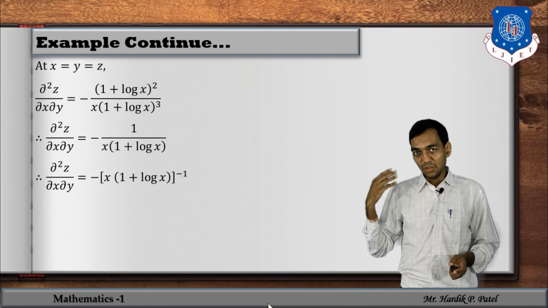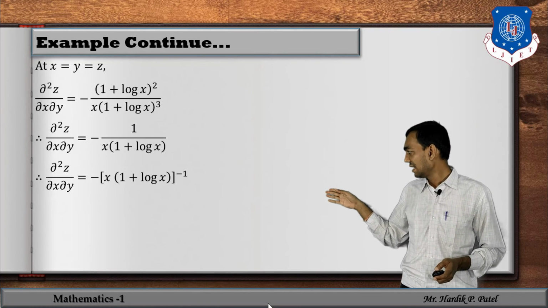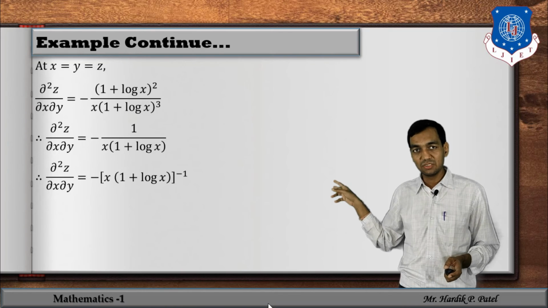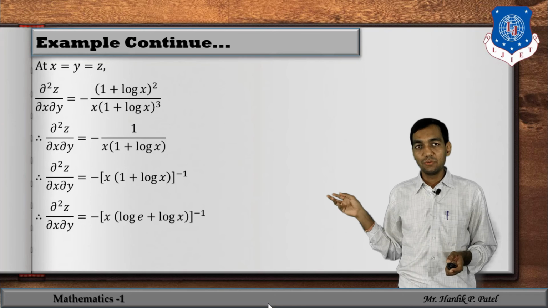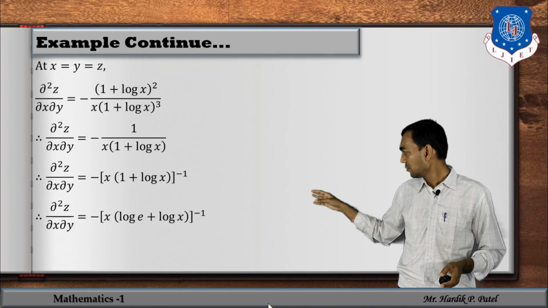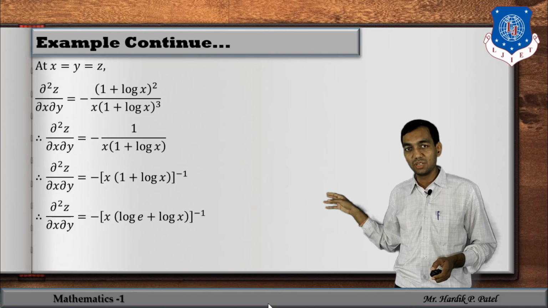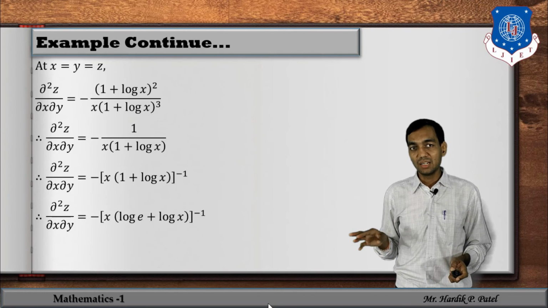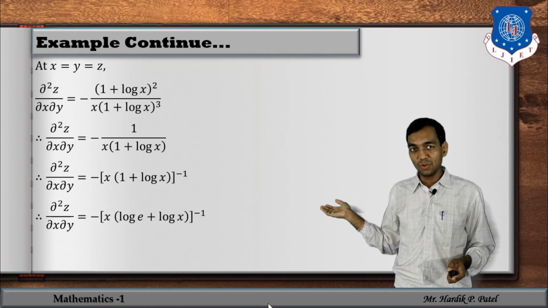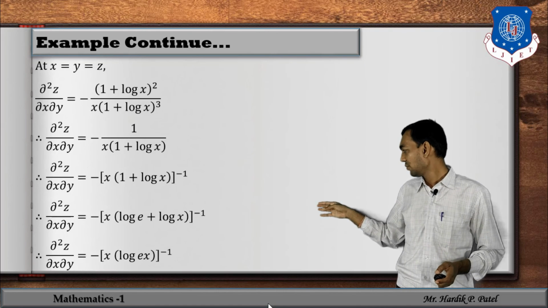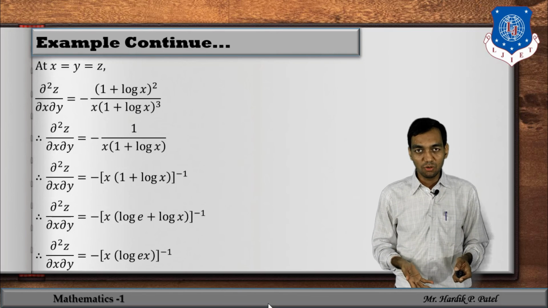Now we have to write this in the required form. For that we are writing this as minus of x into 1 plus log x whole raised to minus 1, and 1 is replaced with log of e. So it will be written in the form of minus of x into log e plus log x whole raised to minus 1. But log x plus log y is log x into y. So you will have minus of x into log ex whole raised to minus 1, which we had to prove.